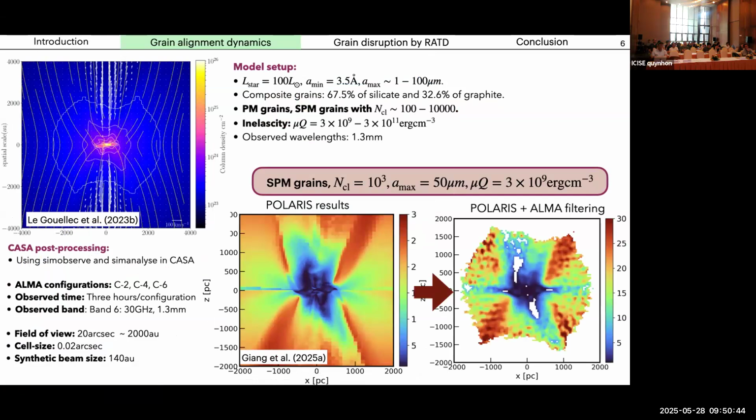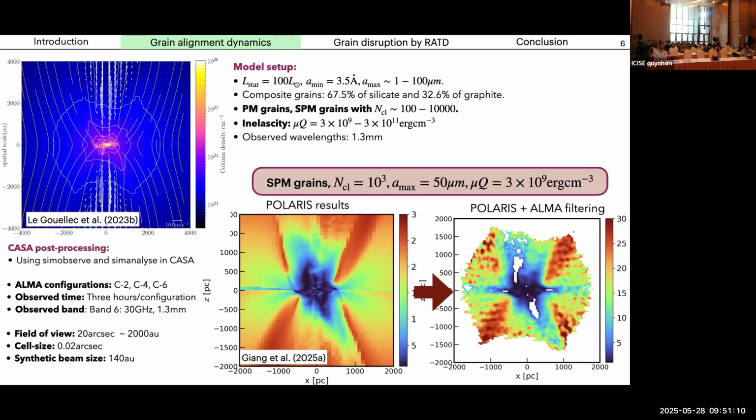So we consider the central luminosity of 100 solar luminosity, and we consider one model of paramagnetic grains and 4 models of superparamagnetic grains. We also consider different values for the inelasticity and then perform the synthetic modeling at 1.3 millimeters. Before we compare with ALMA, we try to simulate the ALMA observations by using the simobserve and simanalyze tasks in CASA.